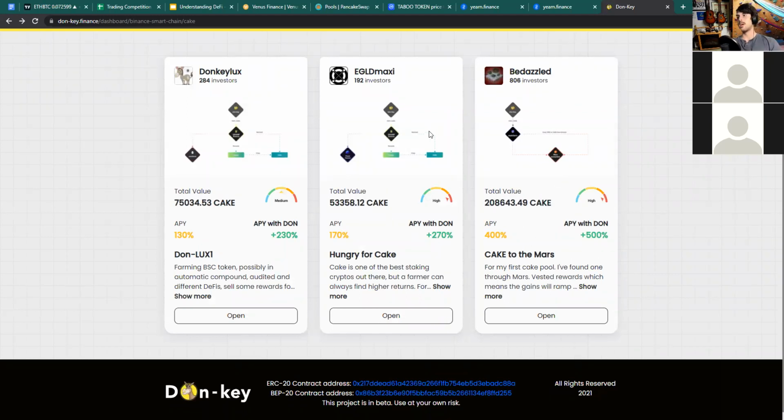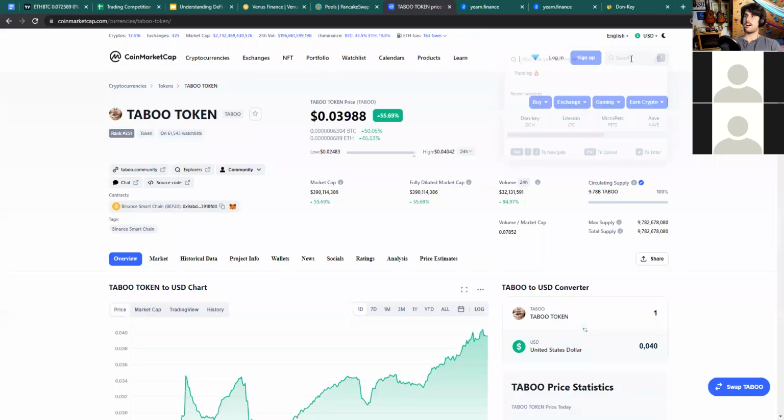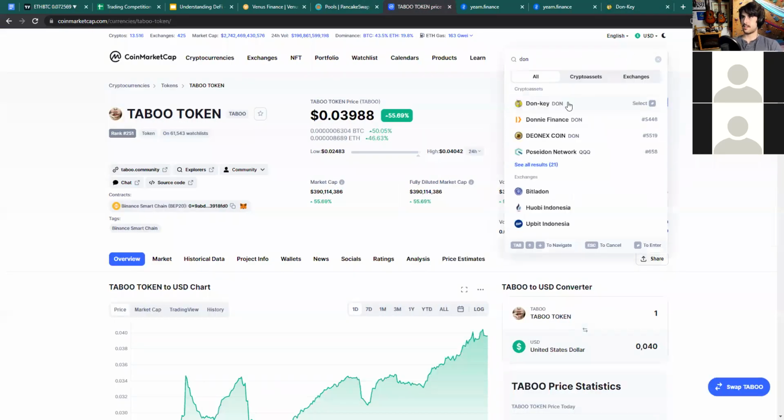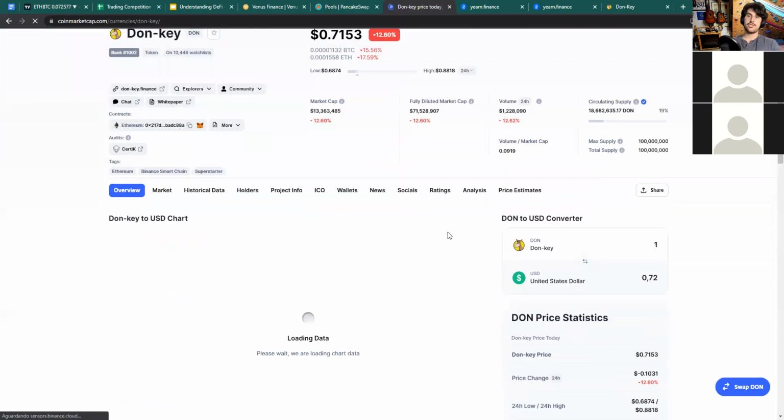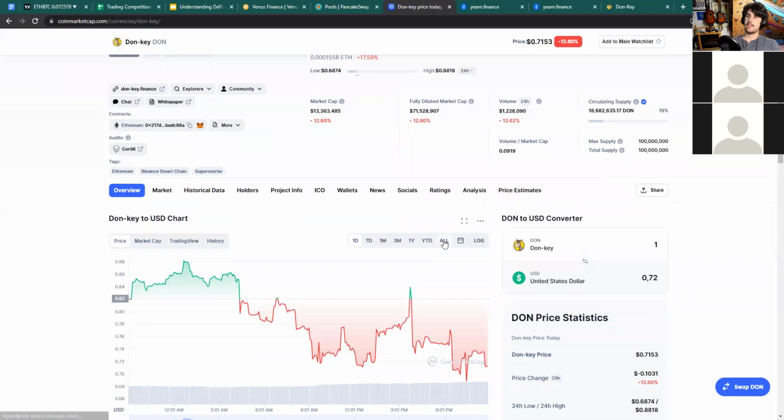Now, as you can see, if you have the Dawn token, that's when you start getting the higher rewards. Now, the problem with the Dawn token, let's just take a look, is that as most of these degen farms are, it's a really inflationary token.